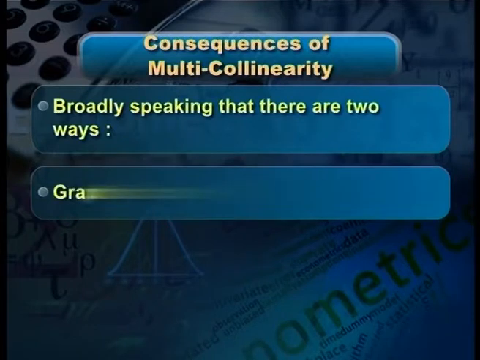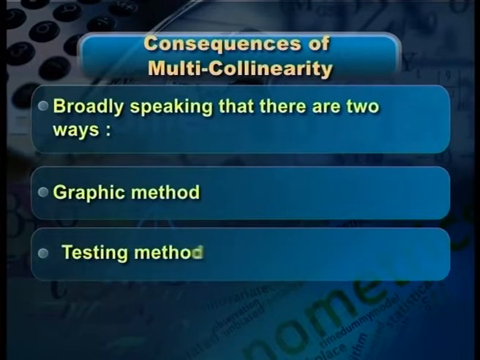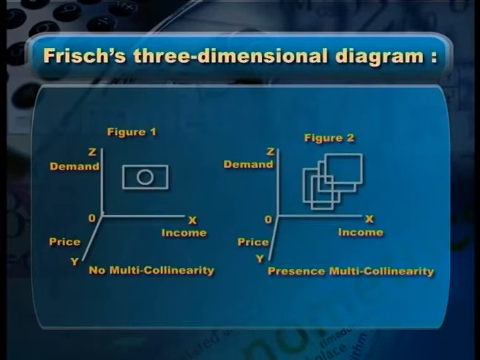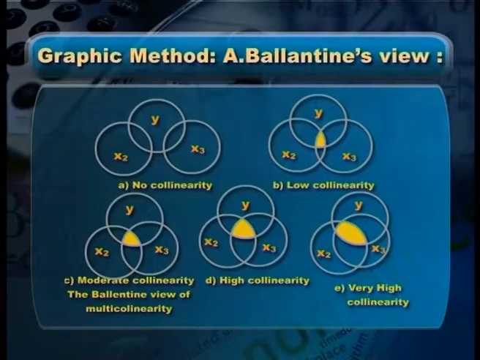One is the graphic method and the other one is testing methods. In the case of the graphic method, we have two important views. One is Ballantyne's view, the other one is Frisch's three-dimensional diagram. Now, I would like to dwell upon the graphic method, especially on Ballantyne's view. Ballantyne's view can be seen with the help of circles.